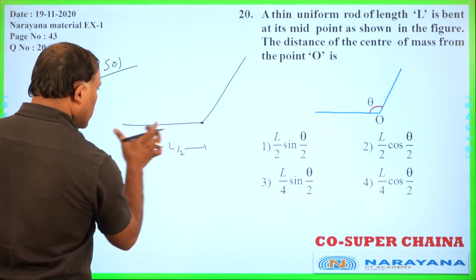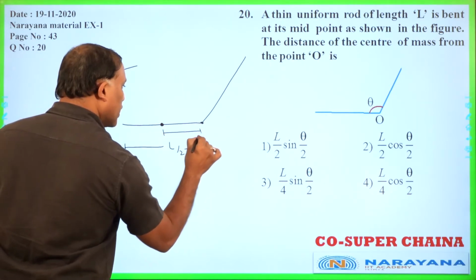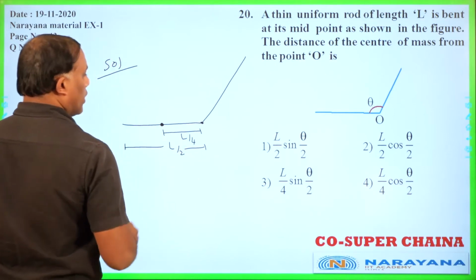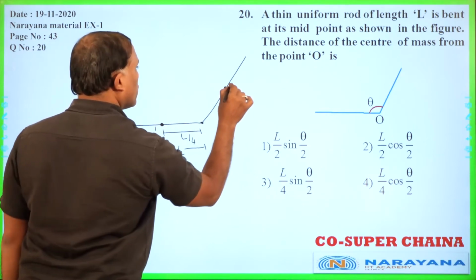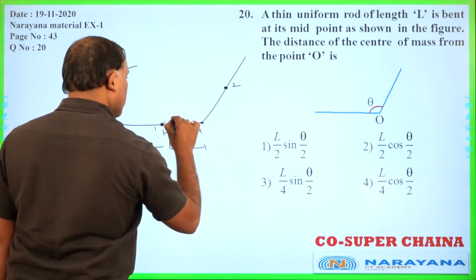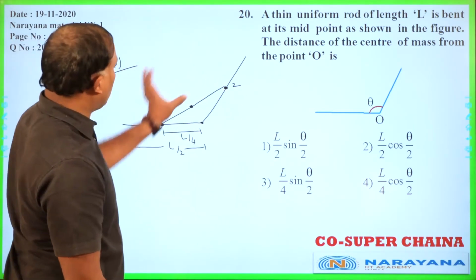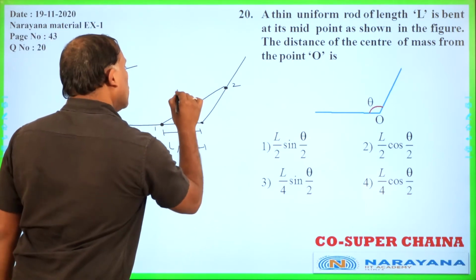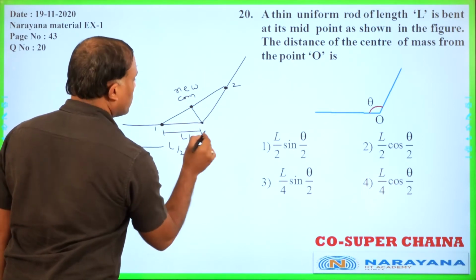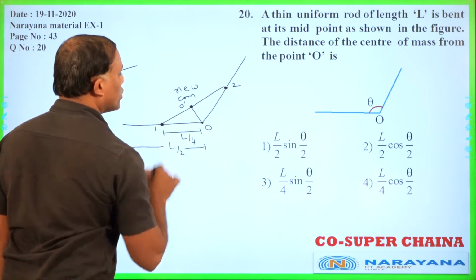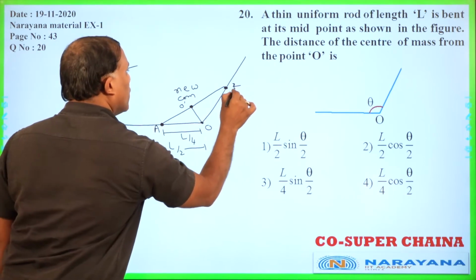If I consider only this mass, the center of mass of this portion is here, at L by 4. Similarly for this one, this is the center of mass. So this is the first position and this is the second position. Now the center of mass of these two masses will be exactly here, because both the masses are the same. So this is the new center of mass. Now he is asking what this distance is. So this is O and this is O dash, and this is A and this is B.